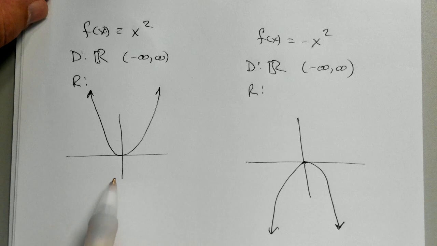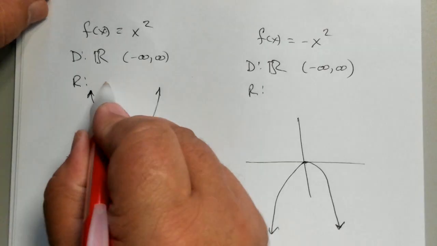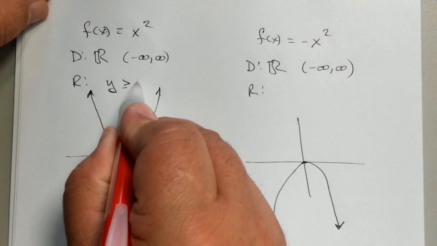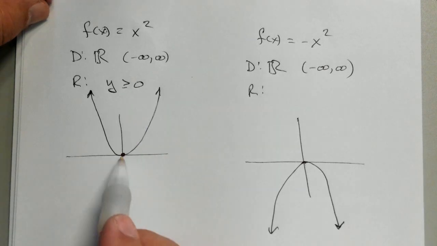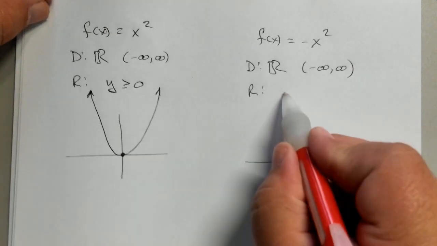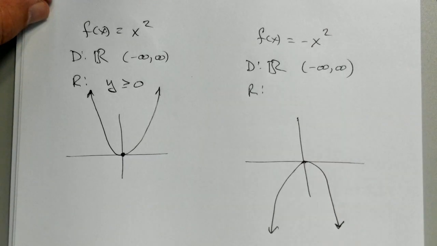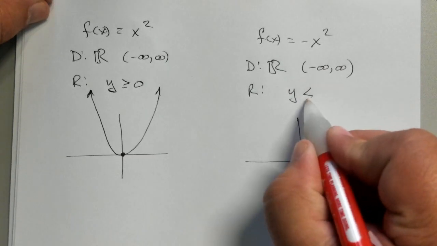So what's the range of the first one? Yeah. Y is greater than or equal to 0. Why is it greater than or equal to? Because what if x is 0? What's y? Is it in the domain? Is it in the range? If you plug in the values of the domain and it is in the graph, then you have to include it in the range. It starts off at 0 because that's the lowest point. Likewise, the range of the negative one is y is less than or equal to 0.